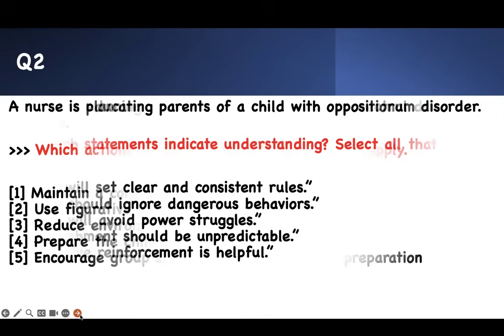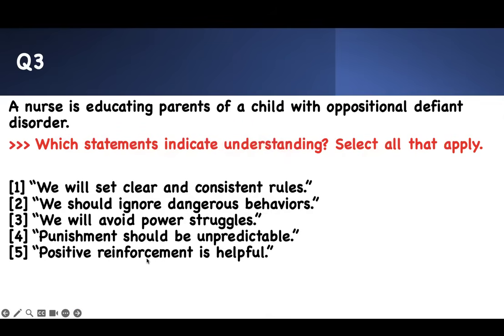What is your score so far? And this is educating the parent of a child with oppositional defiant disorder. You know them, all talk, no injury. Which statement indicates correct understanding? We will set clear and consistent rules. We should ignore dangerous behavior. We will avoid power struggle. Punishment should be unpredictable. Positive reinforcement is helpful. What would you do if you have a patient with ODD?